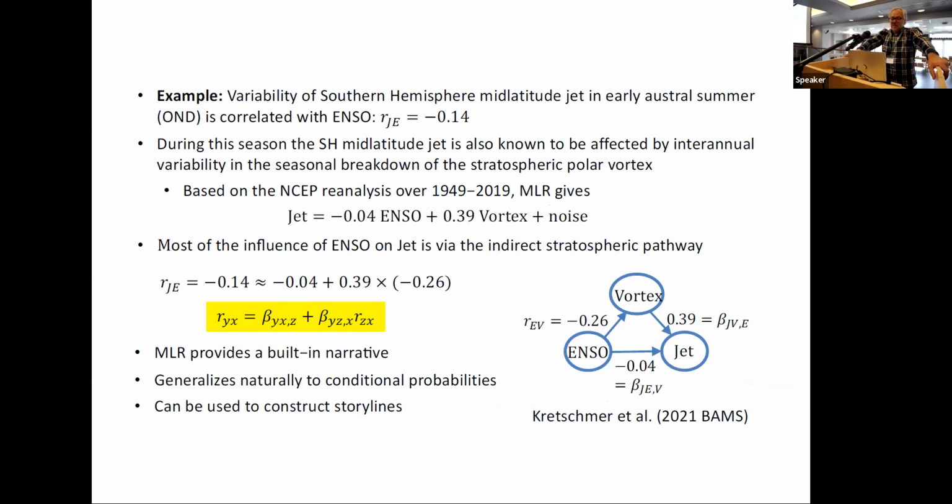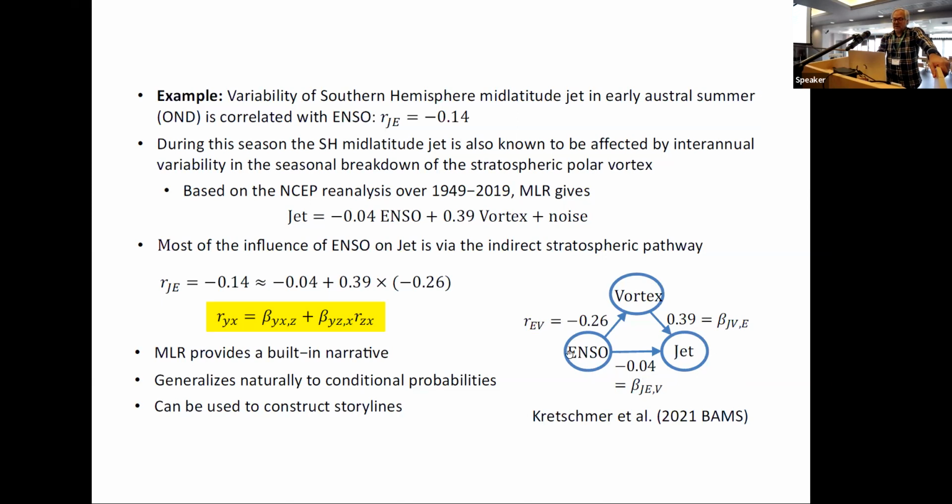So an example: the southern hemisphere mid-latitude jet. Here we might look at the NAO or something, but in the southern hemisphere you look at the jet latitude, sometimes known as the southern annular mode, but you can look at the jet latitude. In the early austral summer, it's correlated with El Nino, and the correlation is about minus 0.14. But it's also known that the southern hemisphere mid-latitude jet is affected by interannual variability in the seasonal breakdown of the stratospheric polar vortex, and we'll say more about that later. So if you do a multiple linear regression, you actually find that the direct linkage is rather small, minus 0.04, and the one from the vortex is 0.39.